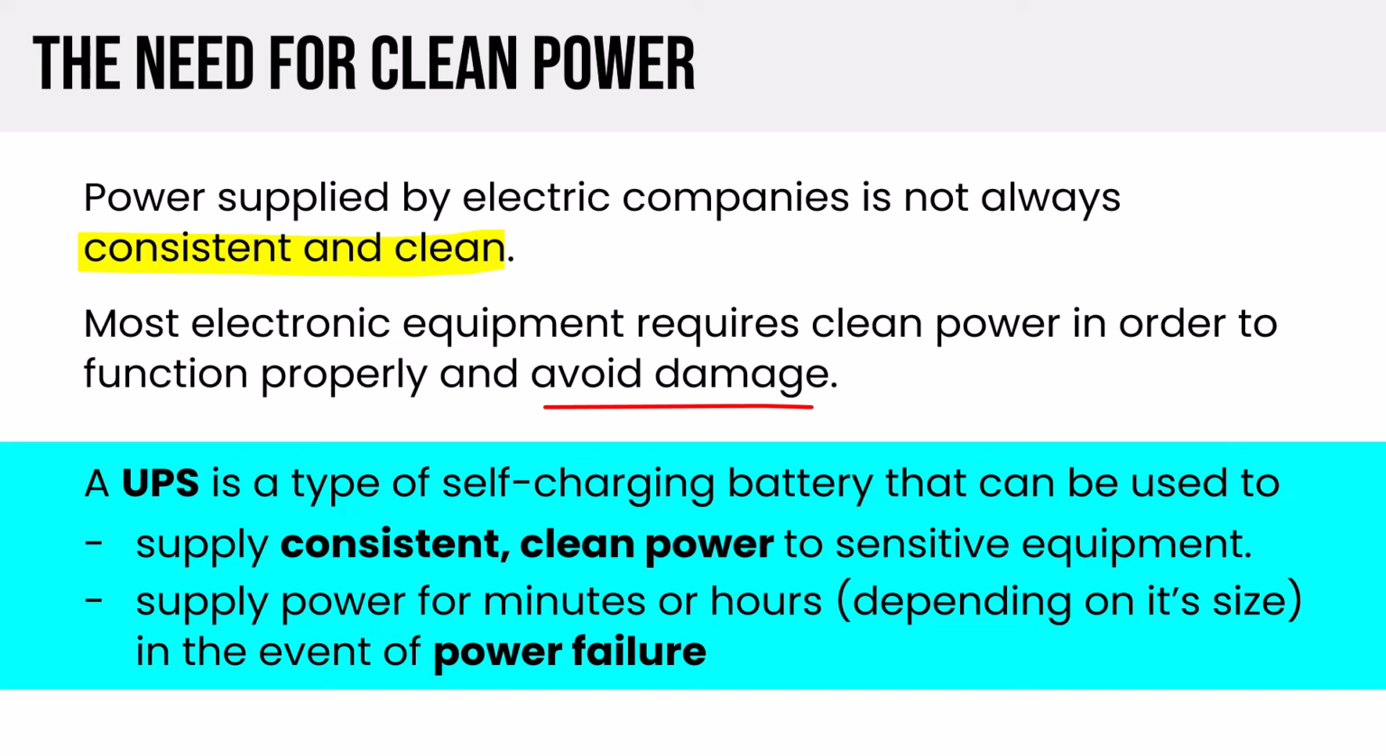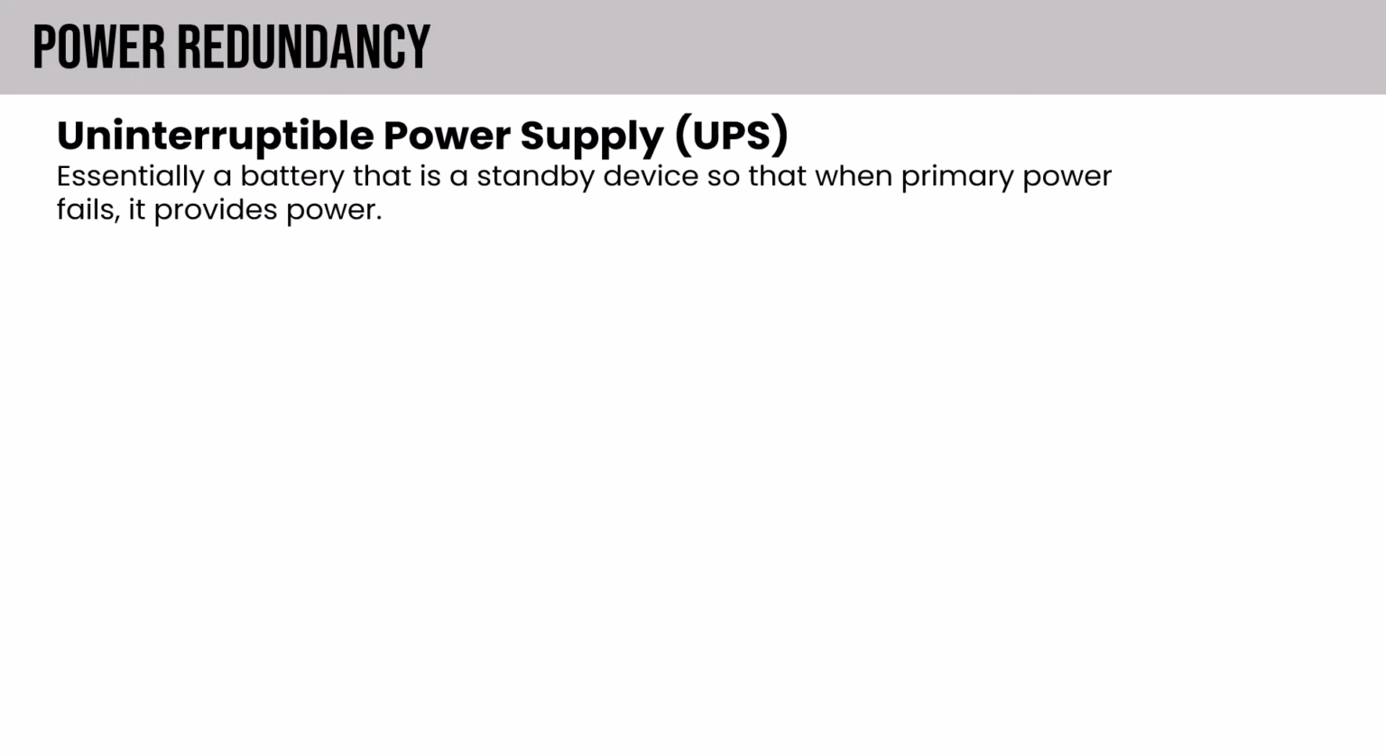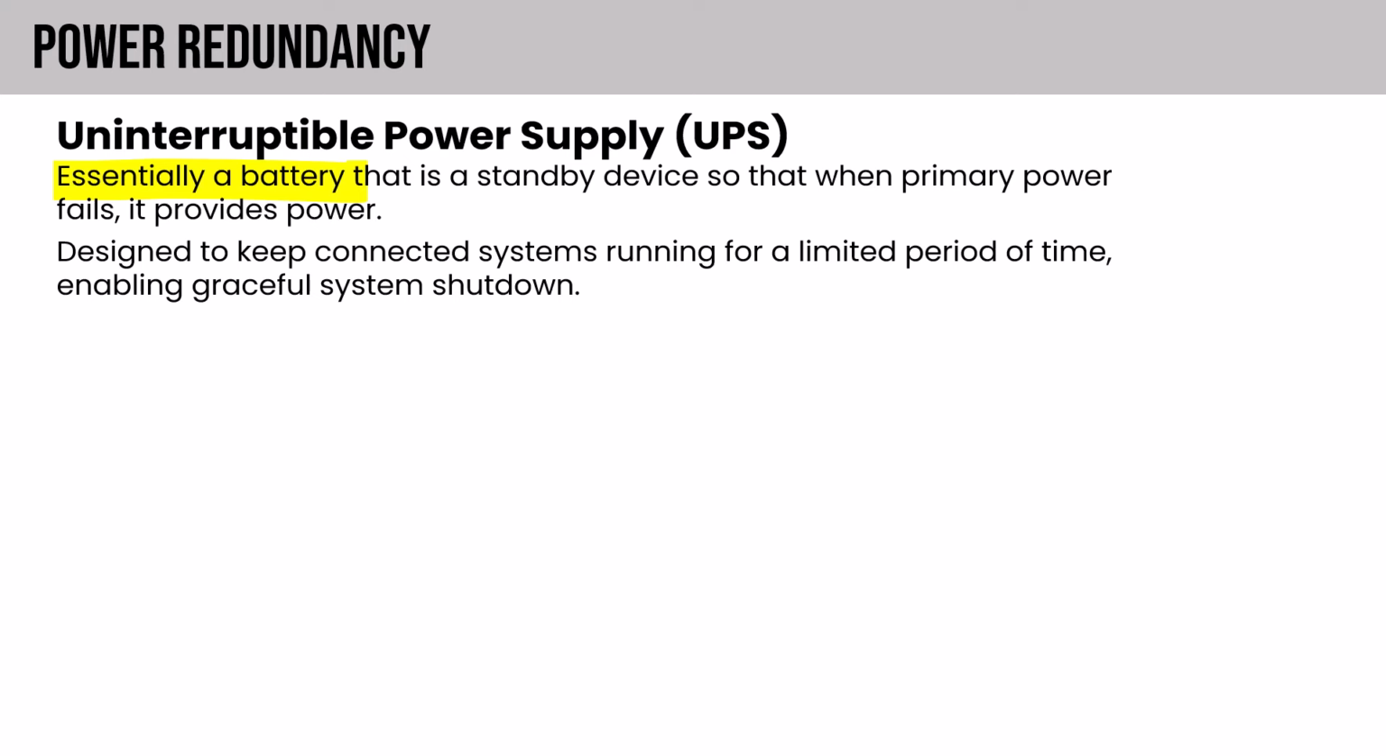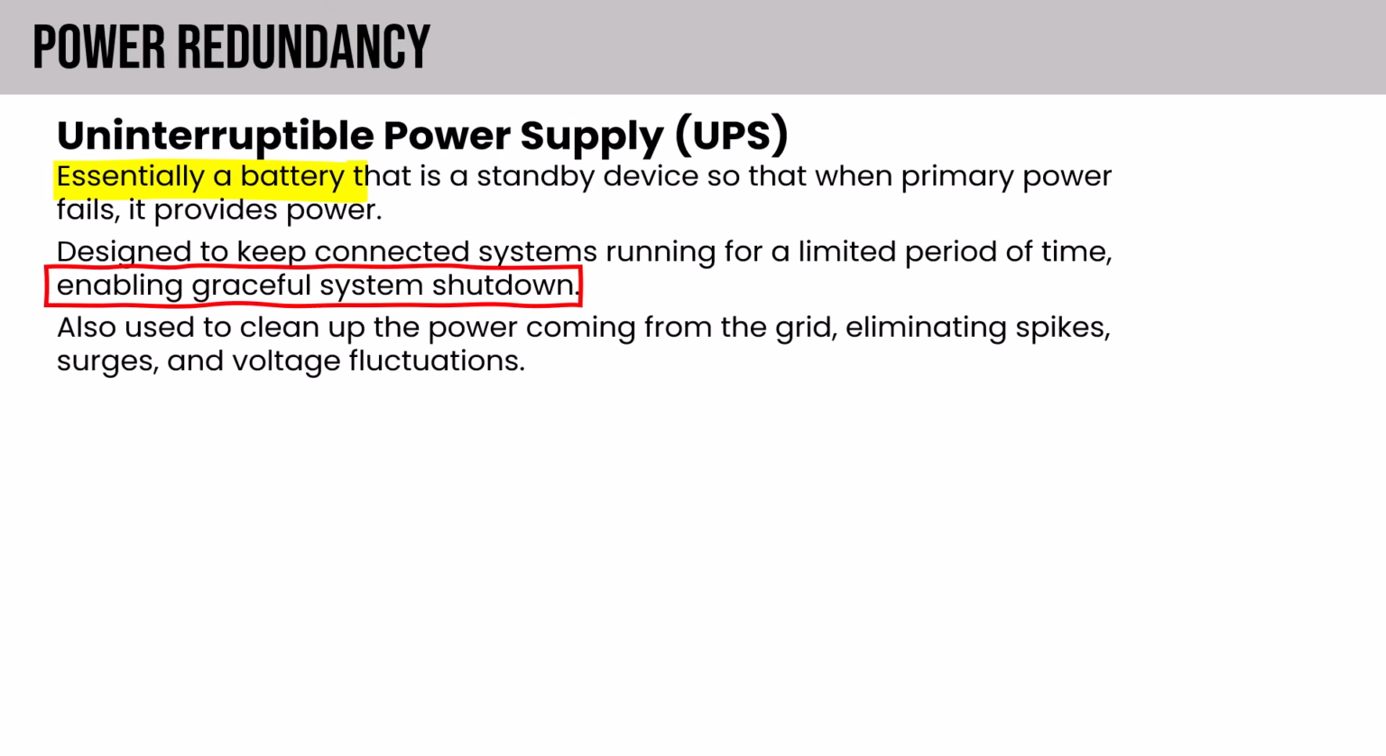But it's important we understand the difference when it comes to power redundancy between the purpose of a UPS, the uninterruptible power supply, and a generator. So a UPS is essentially a battery that is a standby device so that when primary power fails, it provides power. It's really designed to keep the systems running for a limited period of time, though, basically to enable graceful system shutdown. It's also used to clean up the power coming from the grid, eliminating spikes, surges, and voltage fluctuations. It protects systems and data from damage.